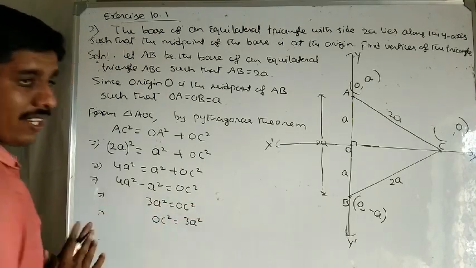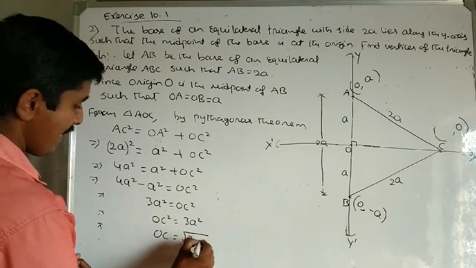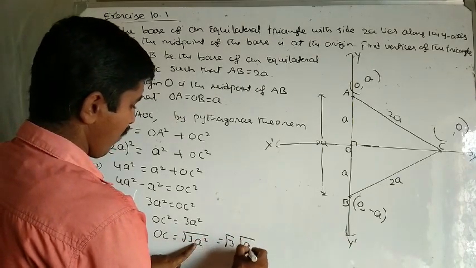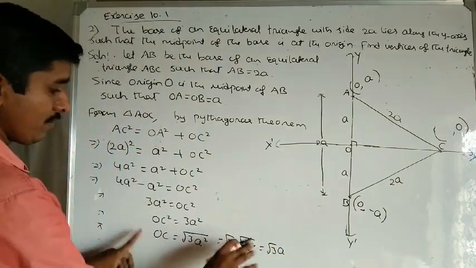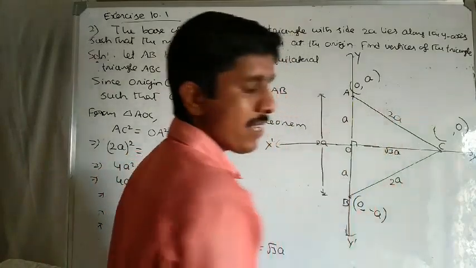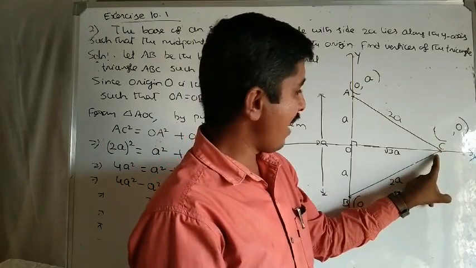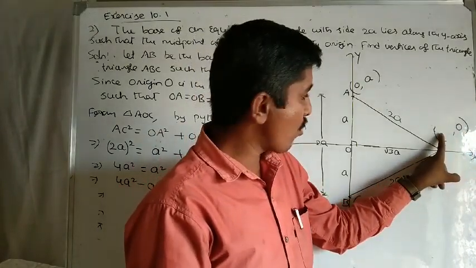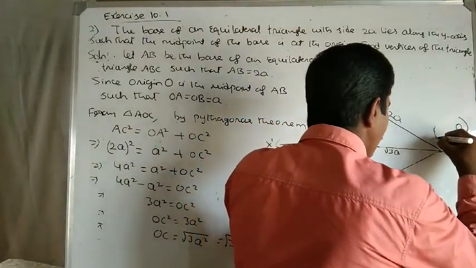I am interchanging LHS and RHS. Then OC equal to root of 3A square. Here square root of 3 into square root of A square. Square root cancels. Root 3 into A. This is OC. OC length root 3A. Correct. Now write the coordinates of the vertex C. It lies on the positive x-axis, which means the y coordinate value is 0. Here the x coordinate value is positive. What is the x coordinate value? It means this OC, root 3A.